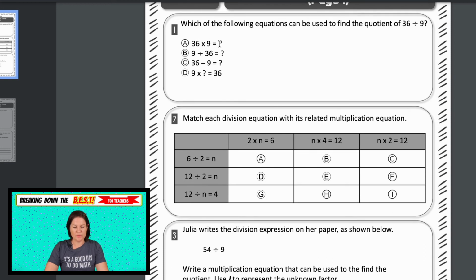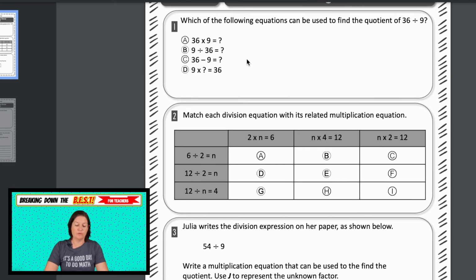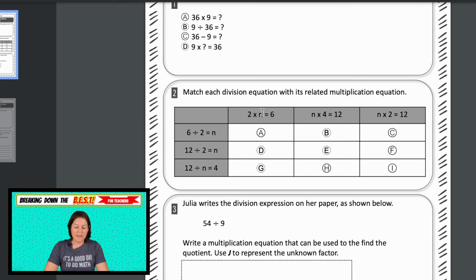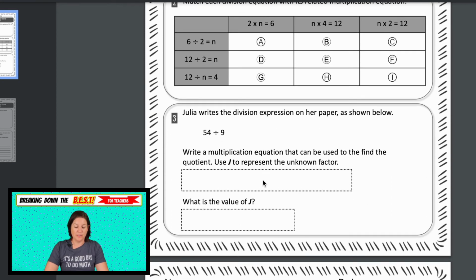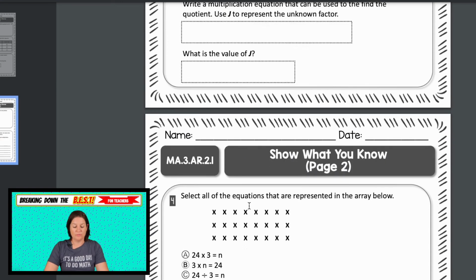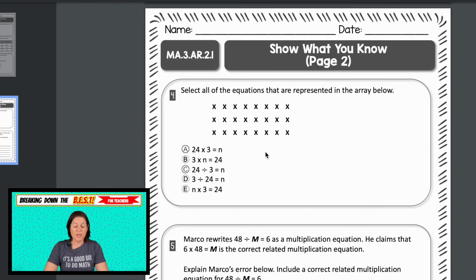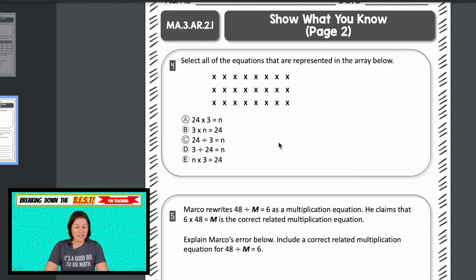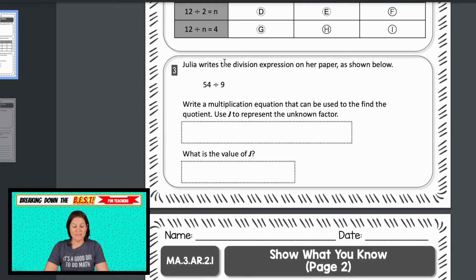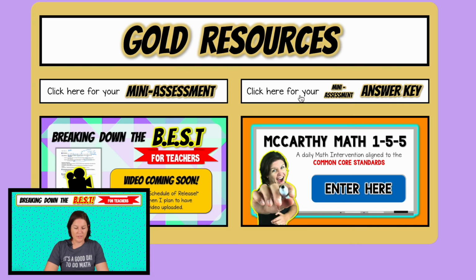You can see that we are using the question mark for the unknown value here, an N for the unknown value here, a J for the unknown value there, and again, an M. So showing up with a variety of question types and the way that the missing value is being represented. Okay, answer key is right there. Your breaking down the B.E.S.T video will be right there once I finish editing this video.